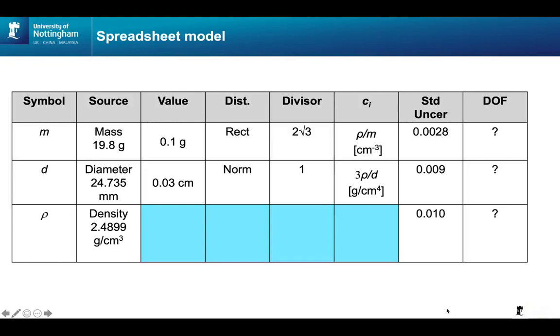Diameter, the value which we got as a standard deviation was 0.03. We assume that's normally distributed, so the divisor is just 1, and the sensitivity coefficient was 3 rho over d, and that gave us the standard uncertainty of that value. Then finally in rho we get by the sum of squares of those two values, and that gives us 0.01.